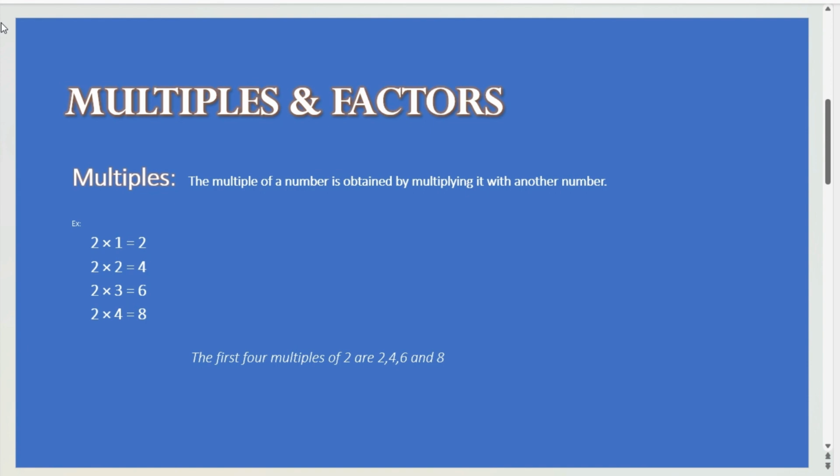Multiples. Multiples are basically here the 2, 4, 6, 8. So I like to remember this by saying n times s equals m. And so here m is going to be the multiple, while n and s are going to be the factors. And so here, the multiple of a number is obtained by multiplying it with another number.